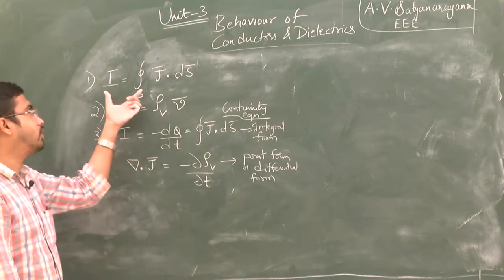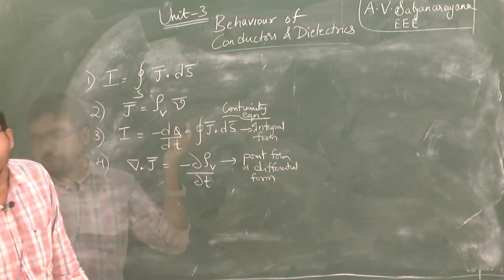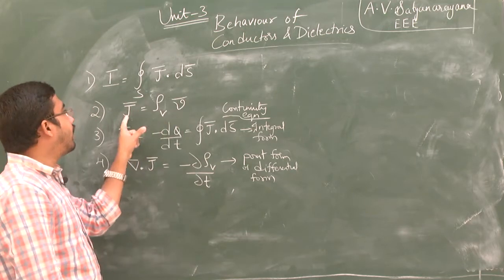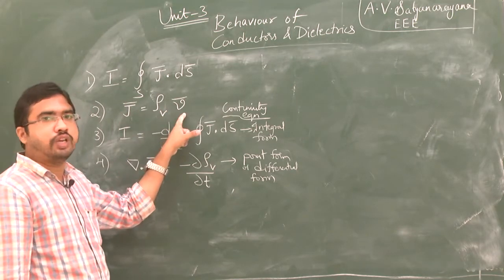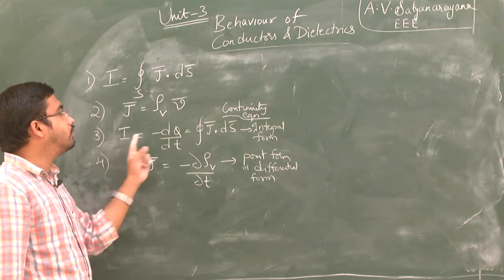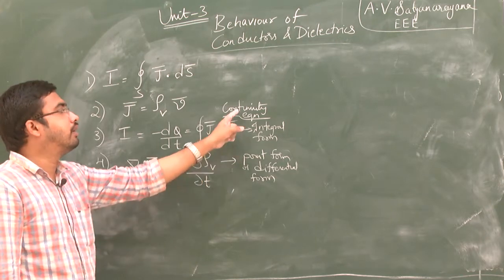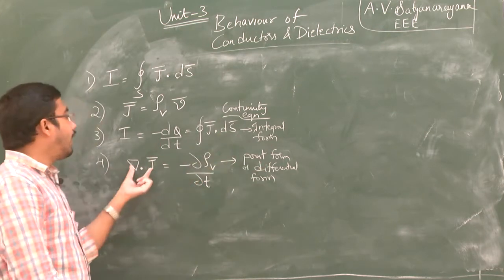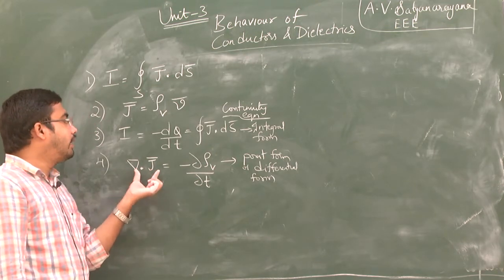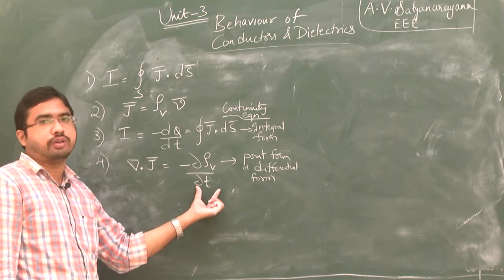Okay, what is the first relation? I equal to integral J bar dot ds bar. Next, what is the relation between current density and rho v? J bar is equal to rho v into v bar. Next, continuity equation in integral form is I equal to minus dq by dt, that is integral J bar dot ds bar. And continuity equation in point form or differential form is del dot J bar is equal to minus dou rho v by dou t.